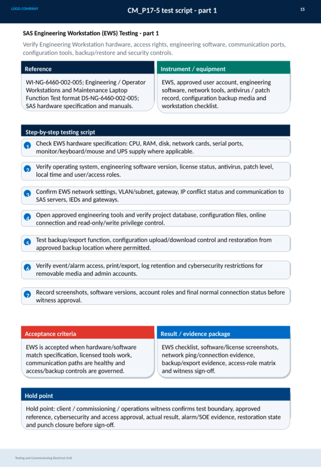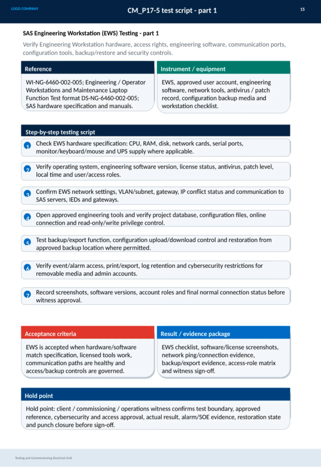supply if applicable. Next, we confirm the software environment by verifying the operating system version, engineering software legitimacy, license status, antivirus updates, patch levels, local time accuracy, and user access roles. Then we move on to network configurations to ensure the EWS is correctly set up with the right VLAN, subnet, gateway, no IP conflicts, and stable communication with SAS servers and devices.